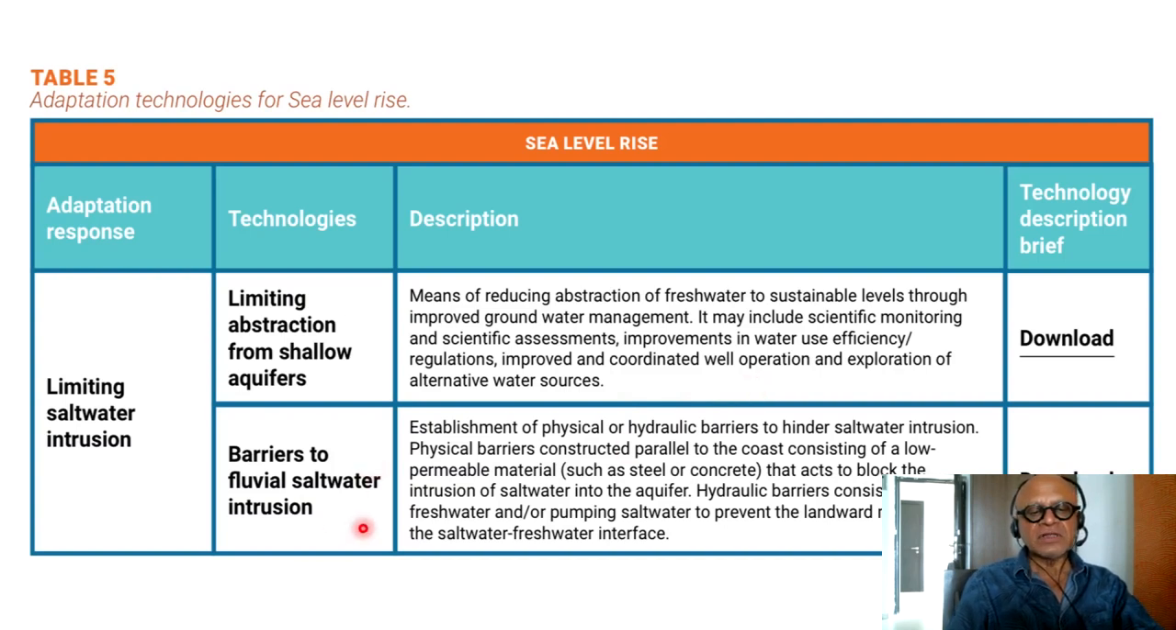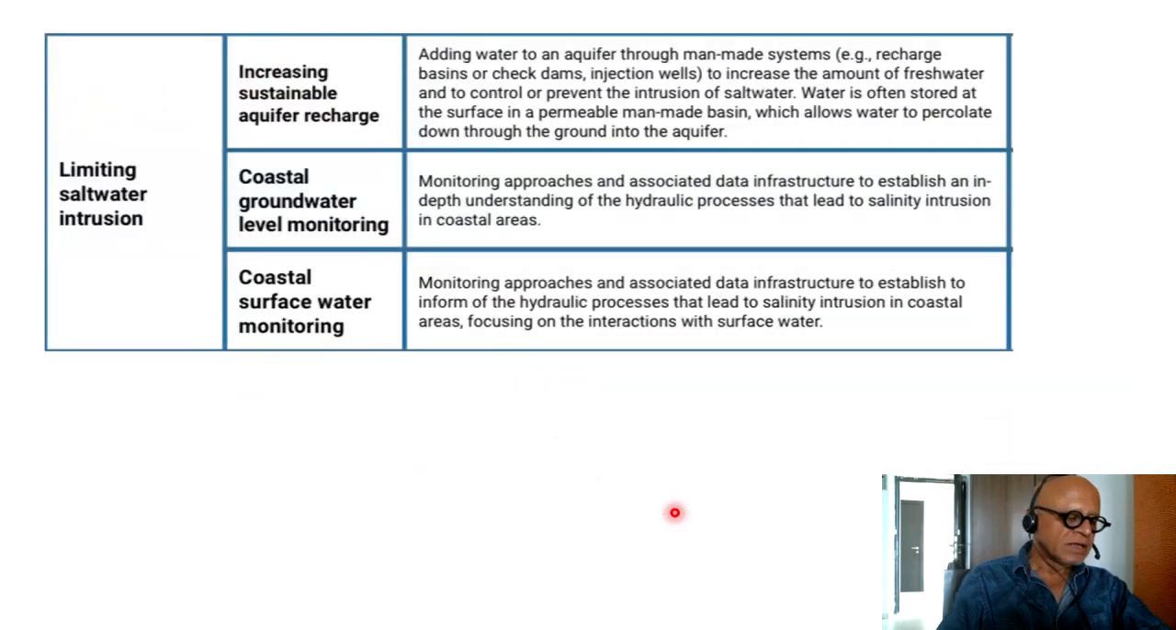Barriers to fluvial saltwater intrusion: establishment of physical or hydraulic barriers to hinder saltwater intrusion. Physical barriers constructed parallel to the coast consisting of a low permeable material such as steel or concrete that acts to block the intrusion of saltwater into the aquifers.